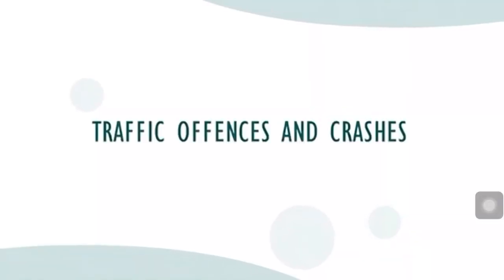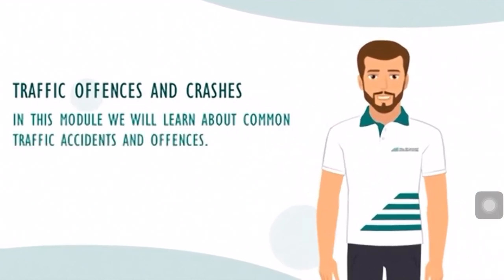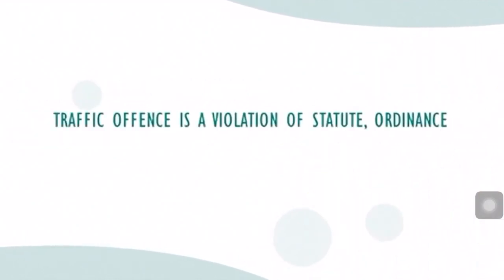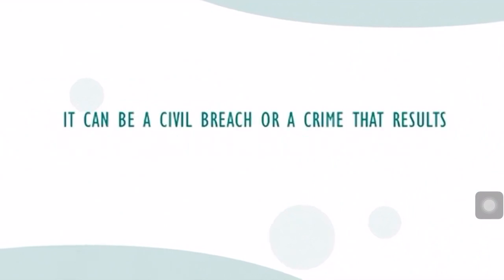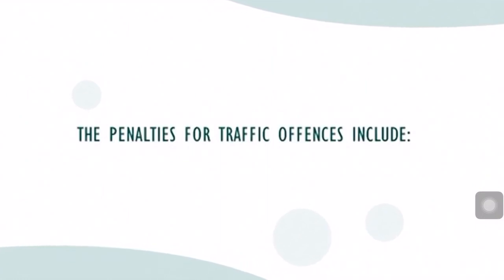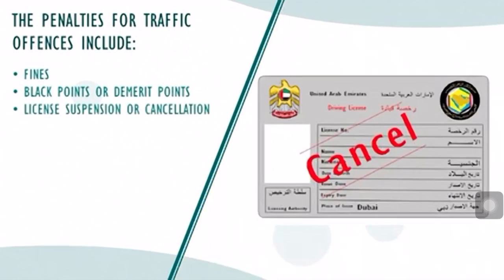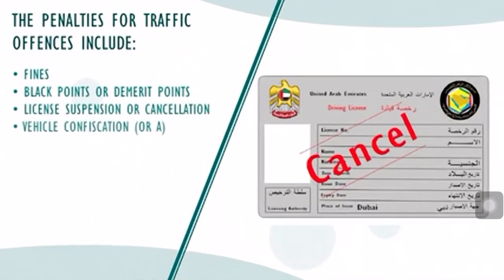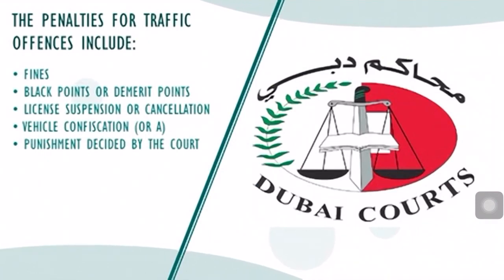Traffic offences and crashes. In this module, we'll learn about common traffic accidents and offences. A traffic offence is a violation of statute, ordinance, or rule relating to traffic movement and control. It can be a civil breach or a crime that results in some form of penalty. The penalties for traffic offences include fines, black points or demerit points, license suspension or cancellation, vehicle confiscation, or a punishment decided by the court.